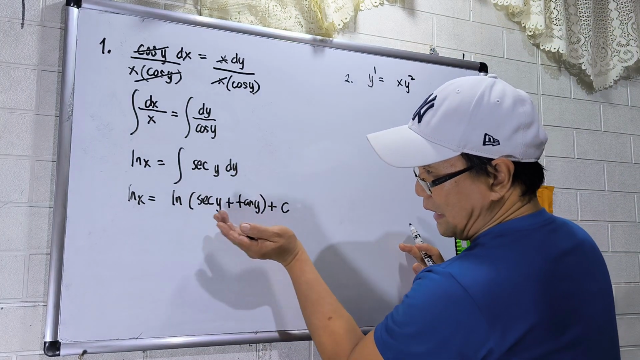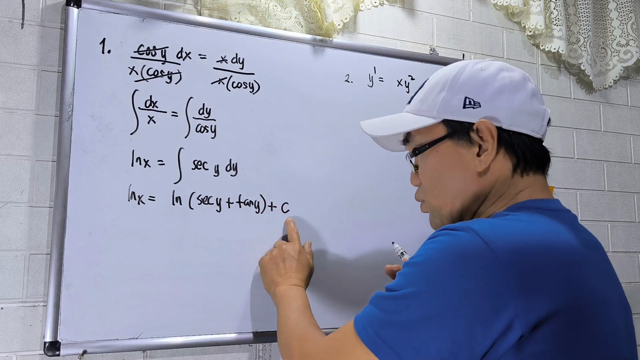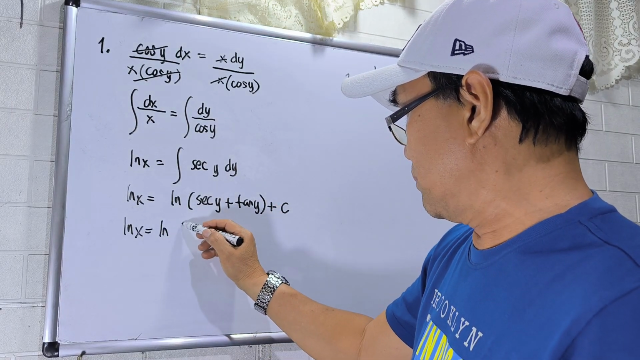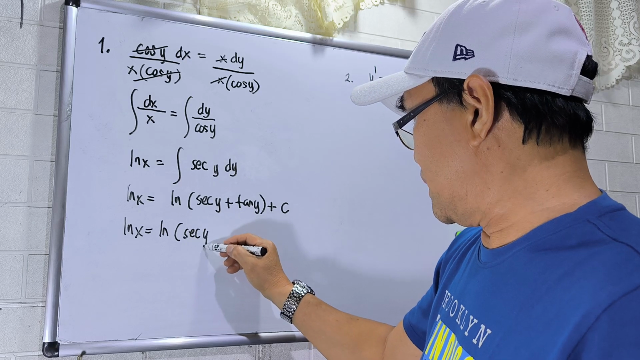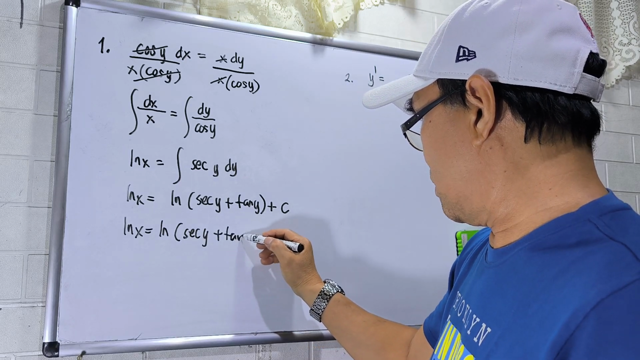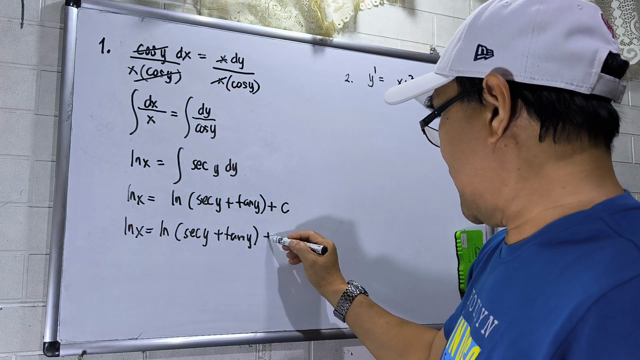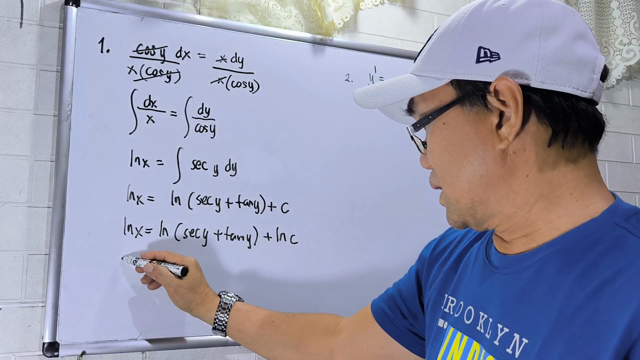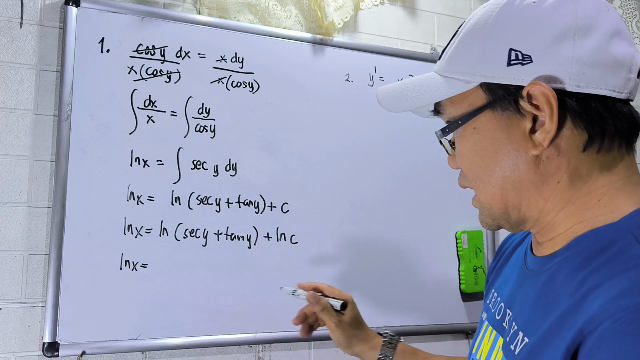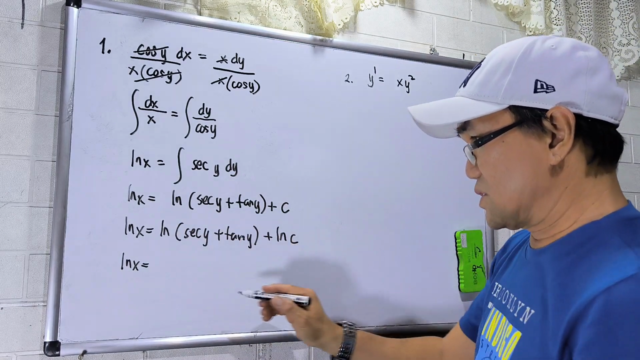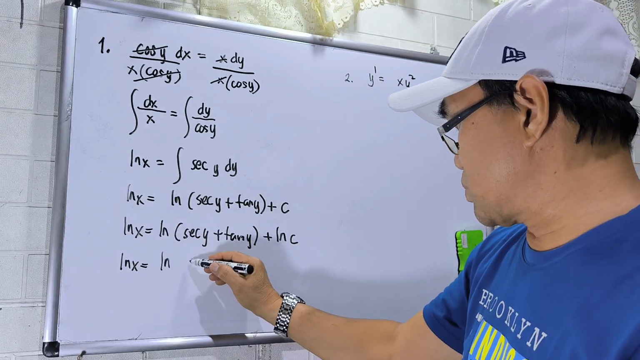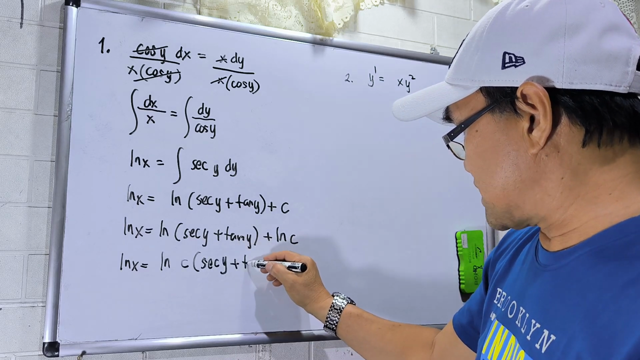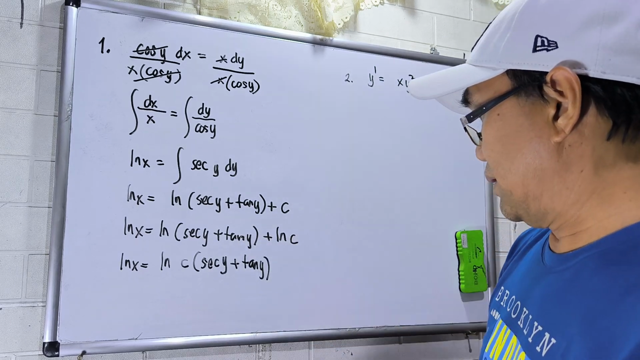Since we have already ln close to c, so I have to include ln c also. So ln x will be equal to ln sec y plus tan y, then plus ln c. Okay? So this will be ln x. Okay, note that we have ln, then plus. So we can combine this one. So this will be ln, then sec y plus tan y.